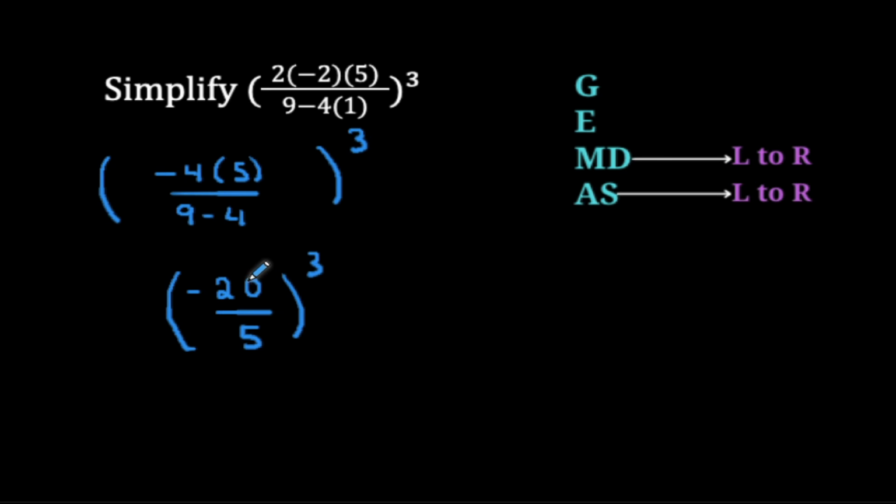So now we still have to perform division within this grouping symbol, right? So that means negative 20 divided by 5 is negative 4. So this is negative 4 raised to the third power. And so we have this negative number being raised to an odd power, meaning that our result is negative. So that is negative 64.